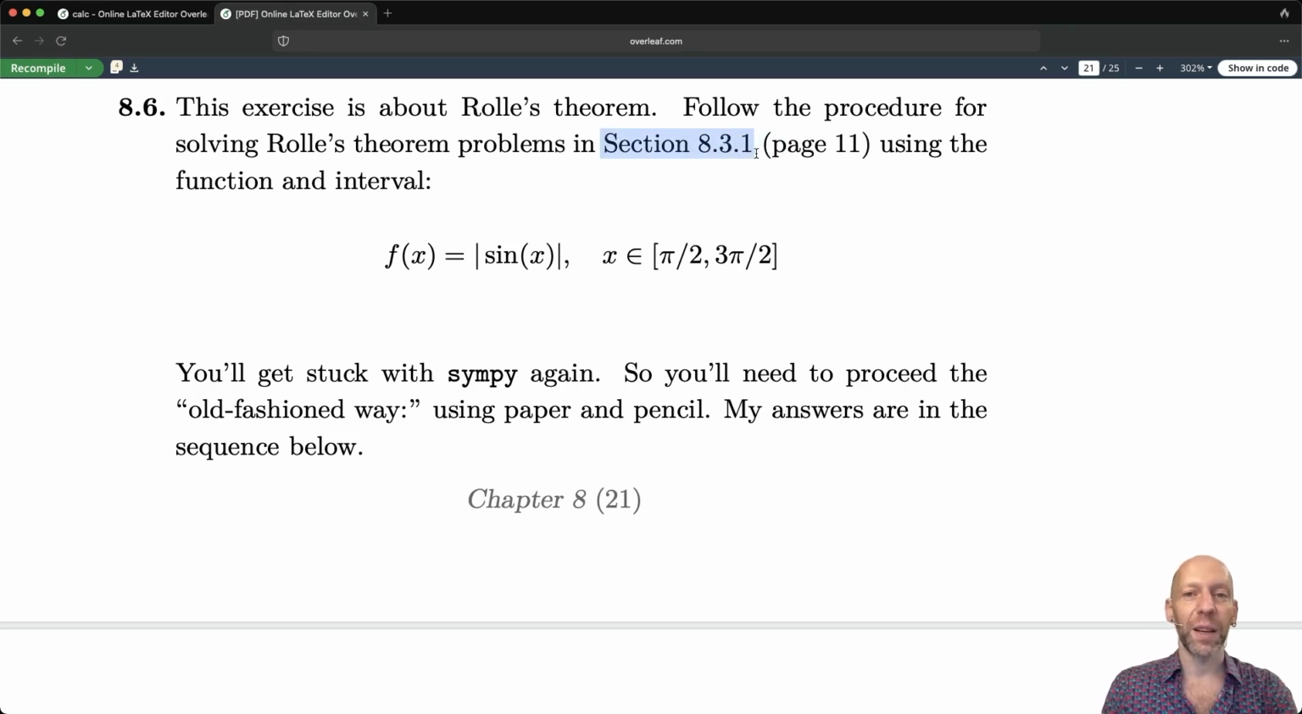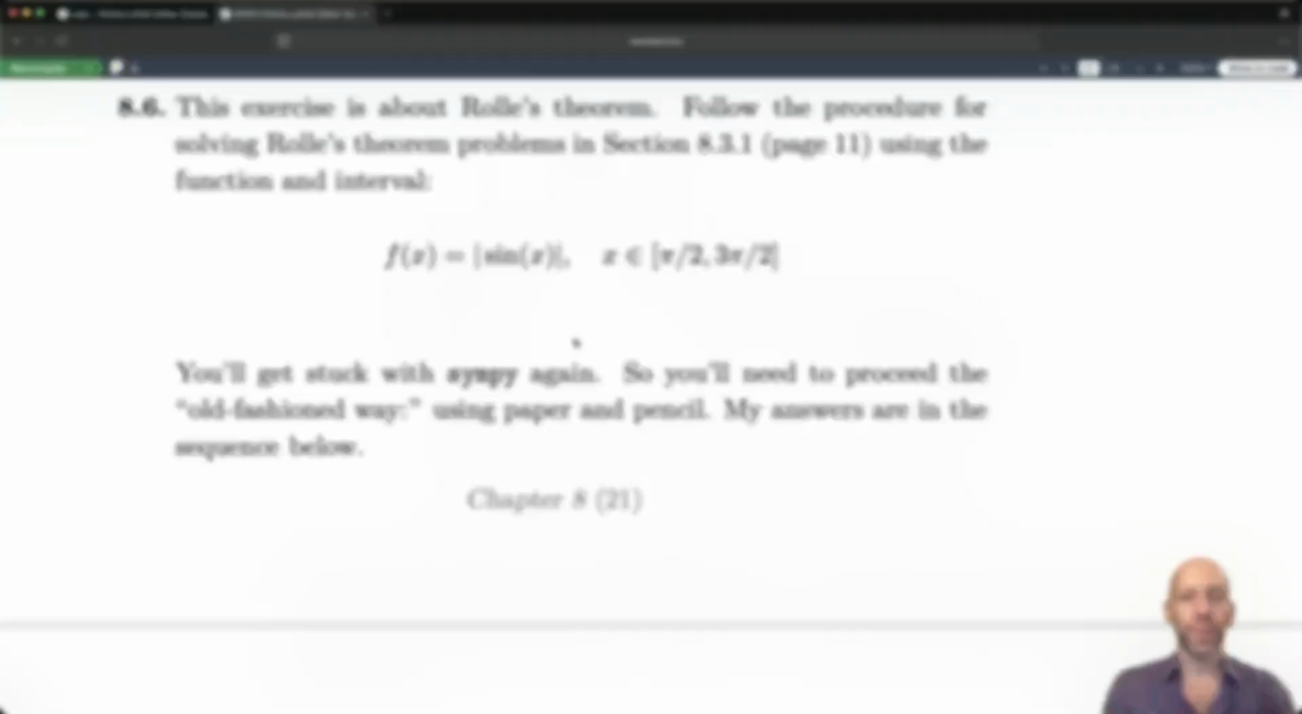problems that I outlined in this section, and I'll scroll up to that in a moment. But basically, you're going to get stuck with SymPy, and so therefore you're going to need to proceed. I call this the old-fashioned way. You're going to solve this Rolle's theorem problem, with this function and these bounds, using paper and pencil. So you want to do that before worrying about continuing with Python.